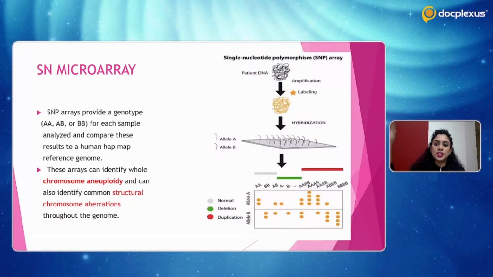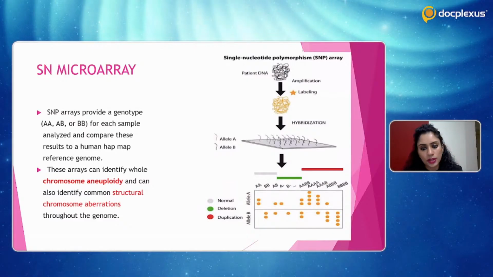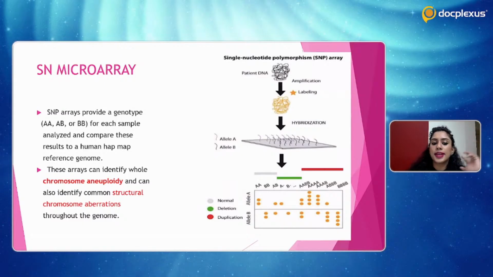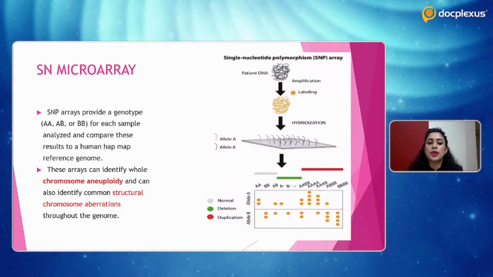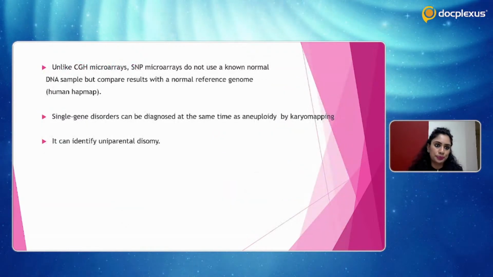Okay, so the single nucleotide polymorphism array basically takes the DNA. There is amplification, labeling of the DNA, hybridization of the DNA, and then you pick it up. Whether there is normal DNA, whether there is deletion, or there is duplication, you will be able to pick up. So these arrays can identify the whole chromosome aneuploidies. This is the advantage. Whole chromosome aneuploidies can be detected and also it identifies common structural chromosome aberrations throughout the genome. So structural chromosomal aberrations are being picked up.